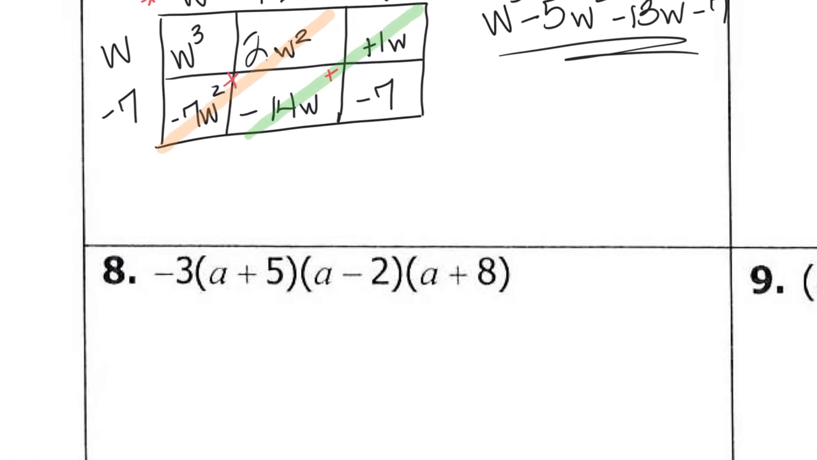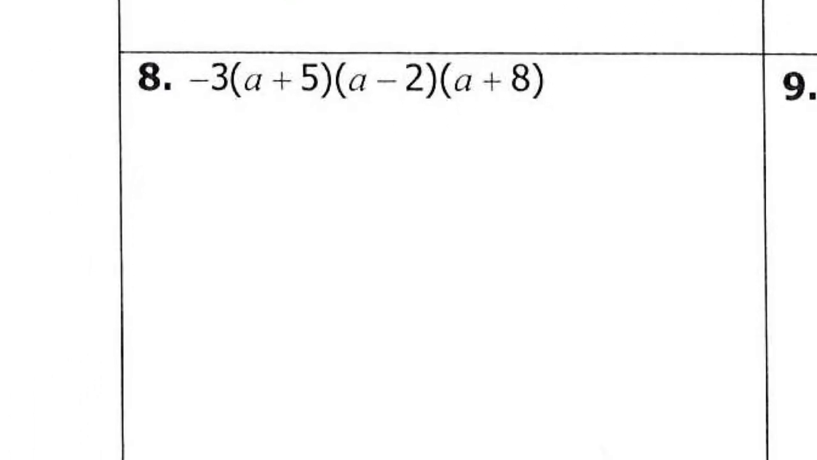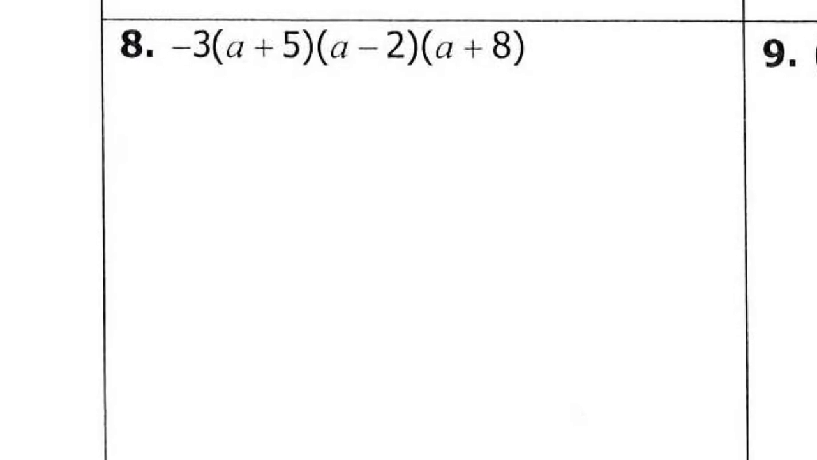Let's try this one. So this one has 1, 2, 3, 4 different things being multiplied. So what I'm actually going to do is take them and split them. Take care of 2 and then take care of the other 2.